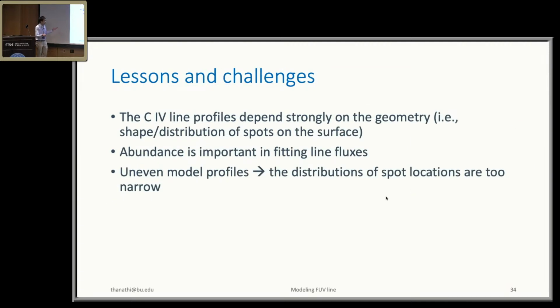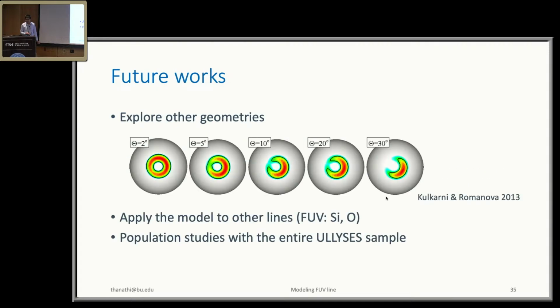So what we have learned so far is that the carbon line profile strongly depends on the geometry. Abundance is important in fitting this, especially at setting the flux level. Some profiles fit better than the others, so the spot inclination and the geometry is important.